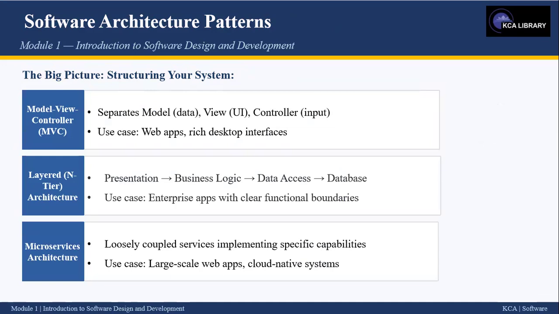Beyond individual principles, we look at system-wide patterns. We use MVC, which is Model View Controller, to separate our data, logic, and UI. We also use layered architecture for enterprise apps that need clear boundaries. And for large-scale cloud-native systems, we use microservices, where loosely coupled services implement specific capabilities.